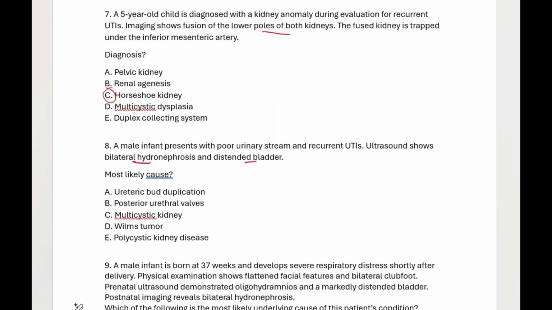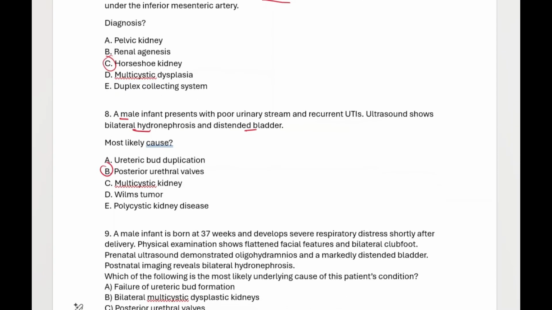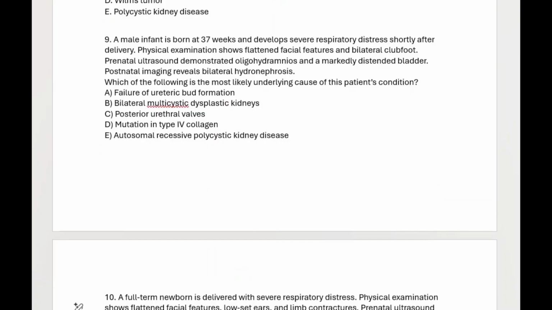So this patient has been having a recurrent poor urinary stream. There's recurrent UTI, maybe likely due to vesicoureteral reflux. And now we've seen bilateral hydronephrosis and distended bladder in a male infant. So it's going to be what? Posterior urethral valve. Remember, if this is severe enough, in utero it could lead to oligohydramnios, and that could lead to what? Potter sequence.